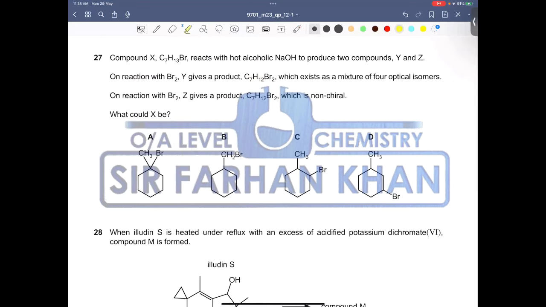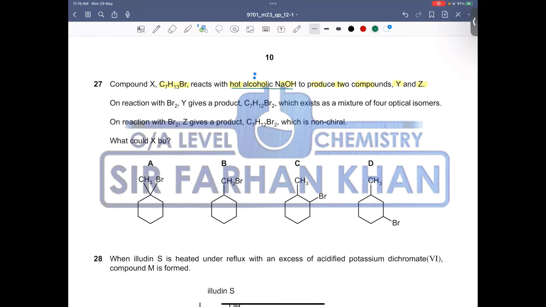Question 26. Compound X, C3H7Br, reacts with hot alcoholic NaOH to produce two compounds Y and Z. When you say hot alcoholic NaOH, that means elimination takes place. This is your alkyl halide because of the presence of halogen. So when any alkyl halide undergoes elimination, always alkenes are formed, which means both of them are alkenes.